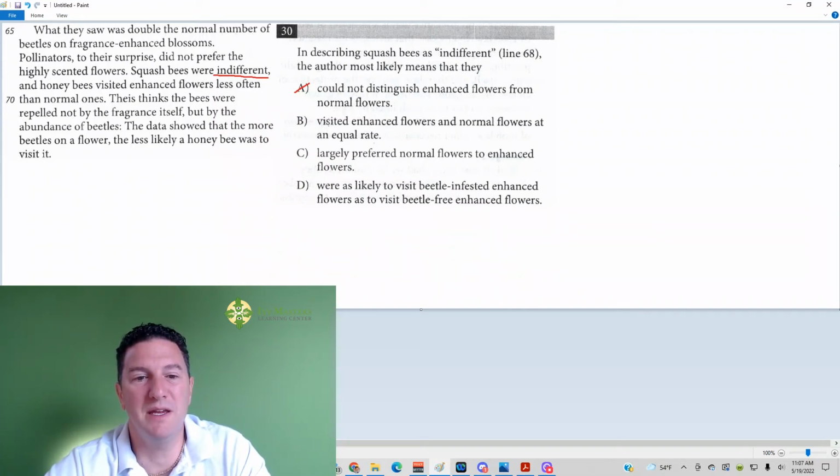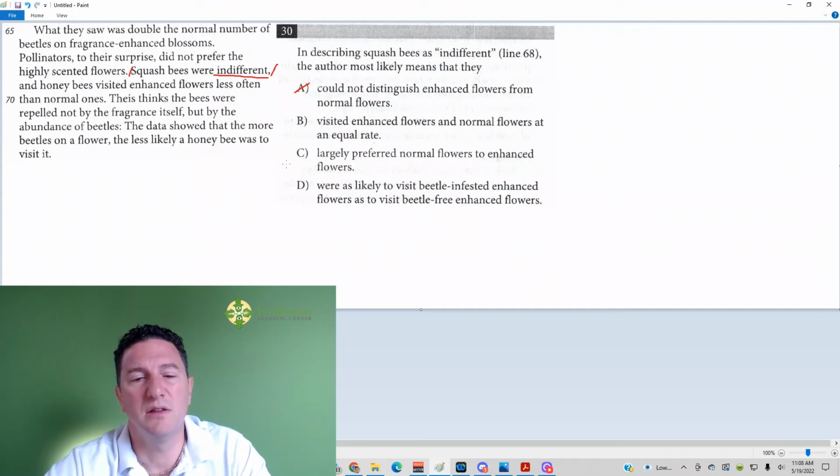Answer B, visited enhanced flowers and normal flowers at an equal rate. Now, when it says indifferent, it's talking about the squash bees. We know it's not talking about the honeybees. The honeybees visit them less often, so answer choice B looks legit. We're going to check out the other answer choices, though.